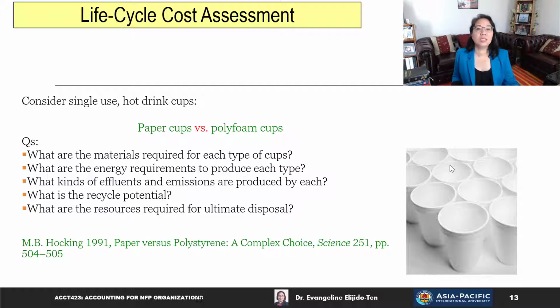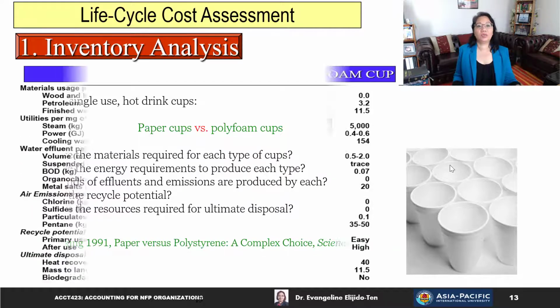So the questions that need to be asked will, for example, include: what are the materials required for each type, the paper cup and the polyfoam cup? What are the energy requirements to produce each type? What kinds of effluents and emissions are produced by each? What's the recycle potential? And what are the resources required for ultimate disposal? So the first thing to do is the first I, inventory analysis.